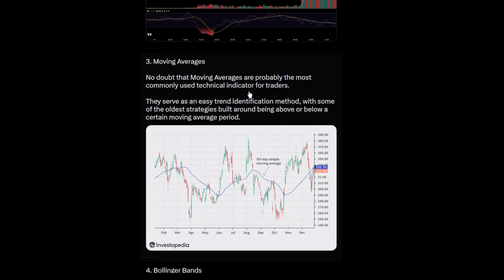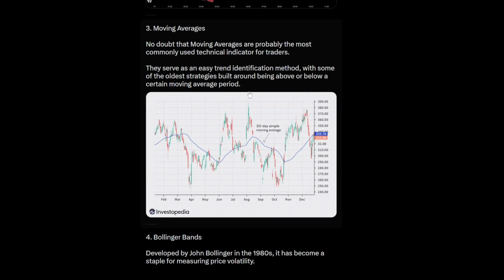Now, three is moving averages. No doubt, moving averages are probably the most common thing used by traders. They serve as an easy trend identification method, with some of the older strategies built around being above or below certain moving averages. And personally, I still think this is true. I don't apply moving averages to every single strategy of mine, but I do always look to see how it is affected by just applying a very simple trend moving average.